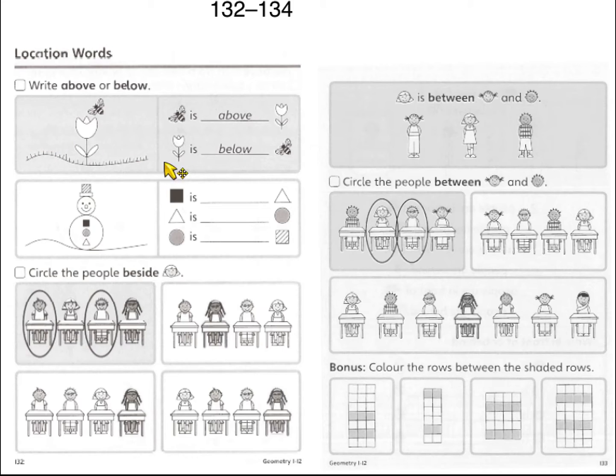Yeah, so we would normally do all of this together in class. Above, below, beside. You have to find this person, circle the people beside her. You have to circle the people between this person and this person. Here's this person and that person. Circle the people between.